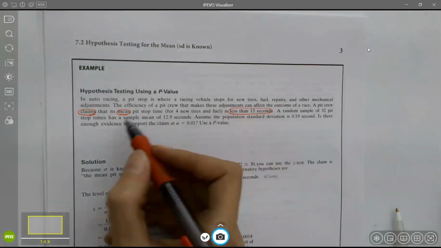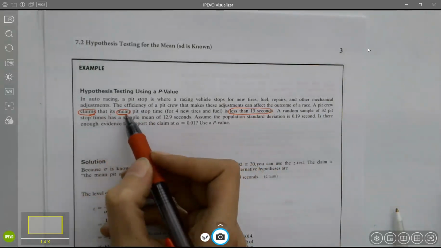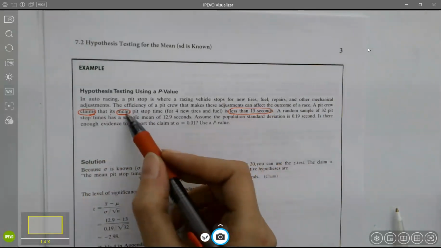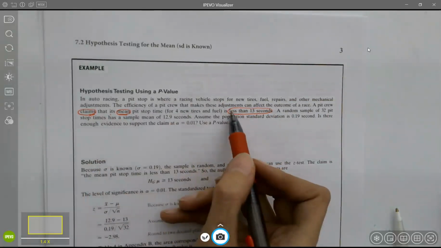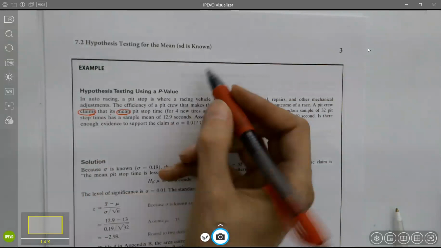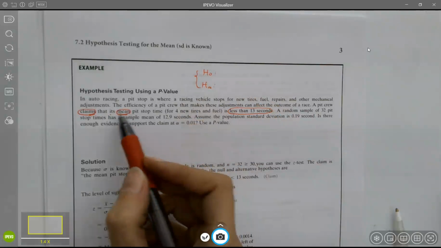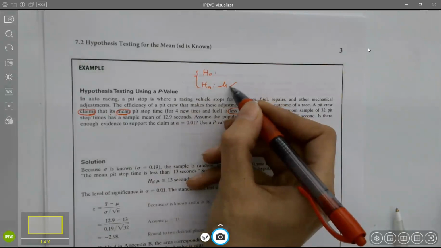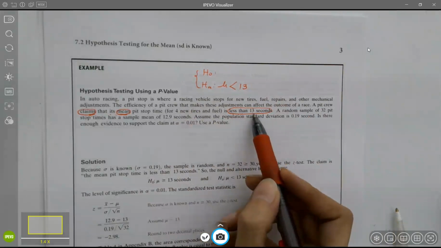So circle these important keywords. Claim, mean time, less than. Mean, less than. Is it your null hypothesis or is it your alternative hypothesis? Which one is given here? Alternative. Very good. Alternative hypothesis is given because it just says less than. So mu is less than 13 seconds, which is given in this example.